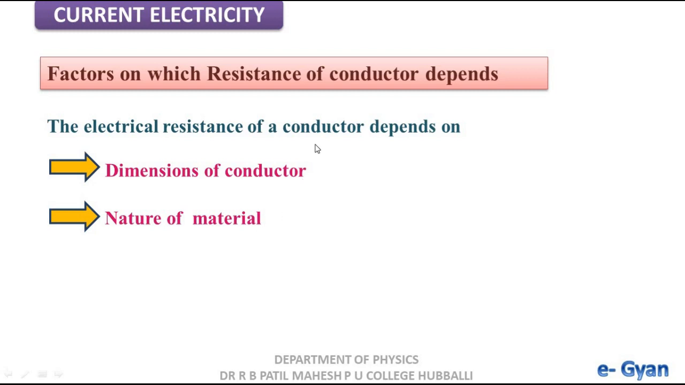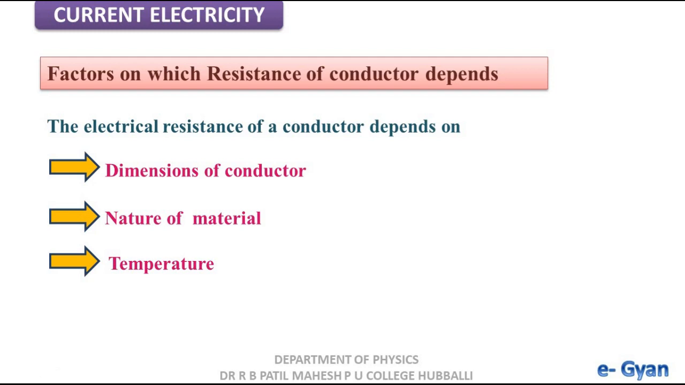For example, for pure conductors, the value of resistance will be different. For alloys, the value of resistance will be different. Hence, resistance depends upon the nature of the material. Third one, temperature of the conductor.